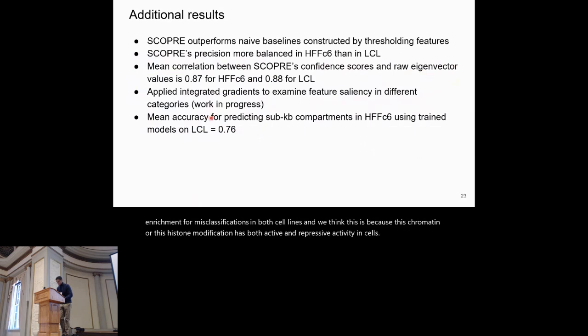I have some additional results I don't have time to go over, but I will briefly mention. We found that SCOPRE outperforms naive baselines constructed by thresholding features. We also tried to predict in a cross-cell type fashion, and we achieved a mean accuracy of 76% by using the trained models on LCL to predict on human fibroblasts. So it's still a work in progress to try to predict across cell types.